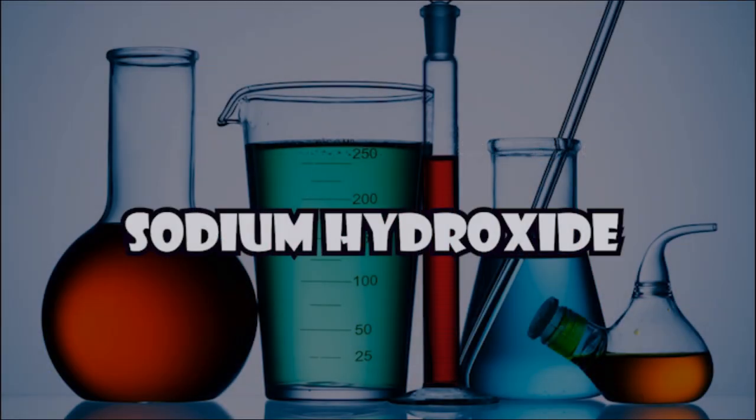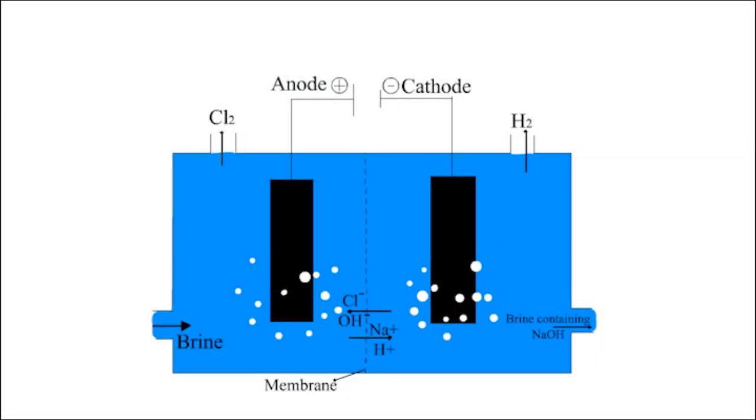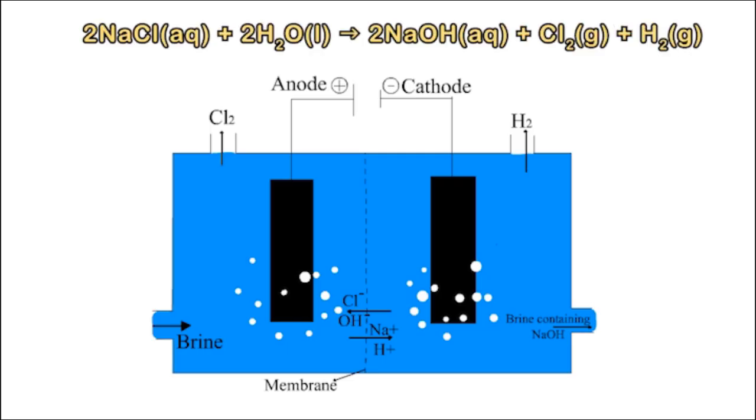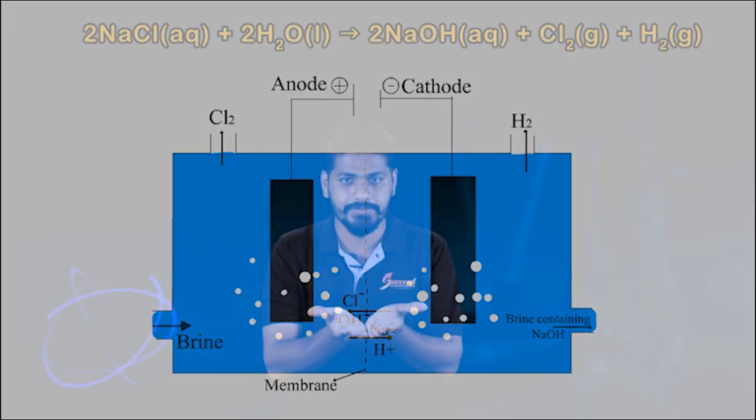Sodium hydroxide. When we pass an electric current into an NaCl solution, which is commonly called brine solution, the sodium hydroxide is formed. In this, the NaCl will decompose to form sodium hydroxide. Alright, so NaCl, when it is dissolved in water, forms sodium hydroxide, chlorine and hydrogen.